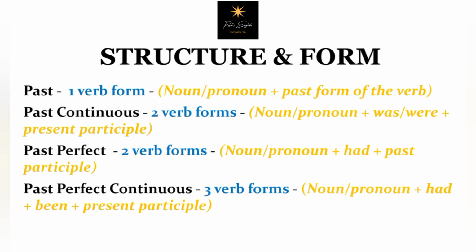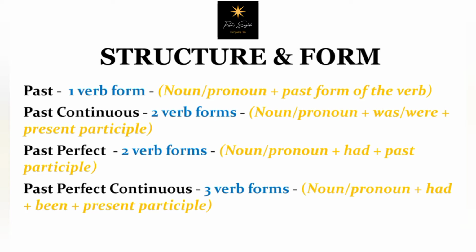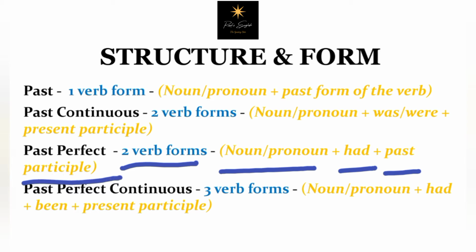Remember, like I said, the verbs have to follow each other. Like here, there are two verb forms. So let's see how we do past continuous or past progressive. Noun or pronoun plus was or were, depending on the pronoun, and the present participle. And past perfect, again two verb forms: the noun, the pronoun, had, plus the past participle of the verb.